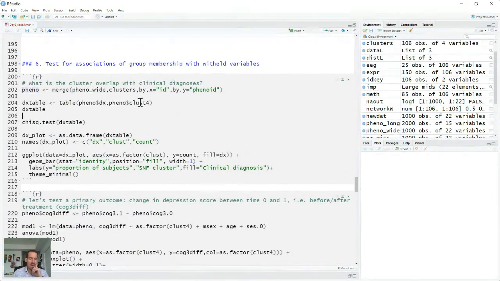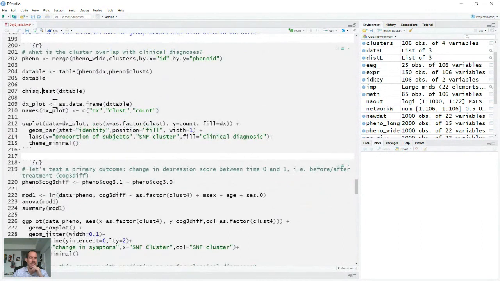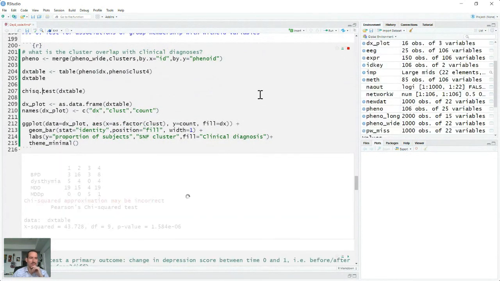We're creating a table that shows the overlap of diagnosis and cluster. So it creates a contingency table, showing who in which clusters belong to which diagnostic categories. We run a chi-square test on that, which is the statistical test for the independence of categorical variables. And then we have a plot. So I'm going to run all that and I'll show you what those outputs are.